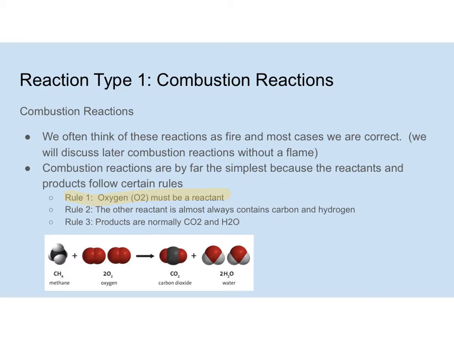Okay? So every time you look for a combustion reaction, you better be able to find oxygen as a reactant. And that's a good indicator that it's combustion. Not for sure, but it's an indicator. Okay? Now, the second rule is that the other reactant almost always contains carbon and hydrogen. Okay? It has to have carbon and hydrogen in it.